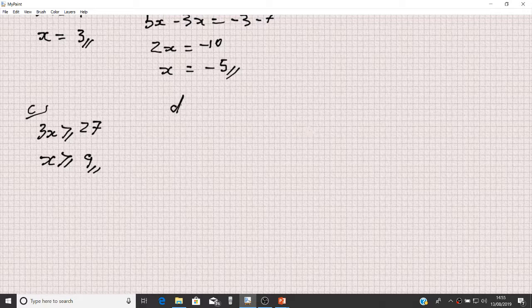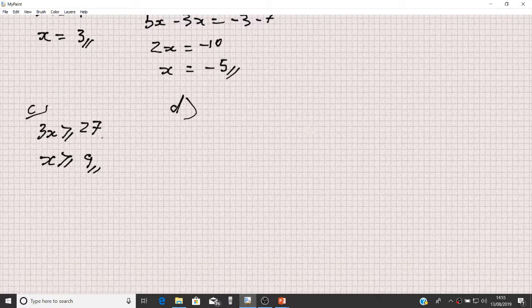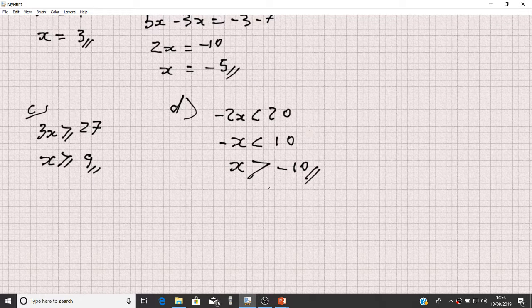And the last example was D. We'll take a look at example D now. So in example D, we have negative 2x is less than 20. So in this example, we will divide out by, first of all, 2. So we'll have negative x is less than 10. And we are now going to divide across by minus 1. And with an inequality, we know when we divide by a negative, we have to flip the direction of the inequality. So if I divide the whole equation by minus 1, I'll have x is greater than negative 10. And that's our final answer for the last inequality.